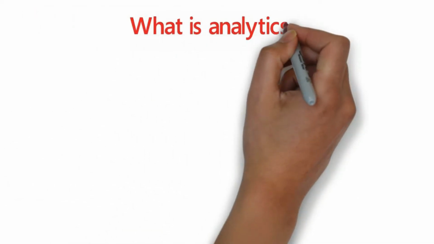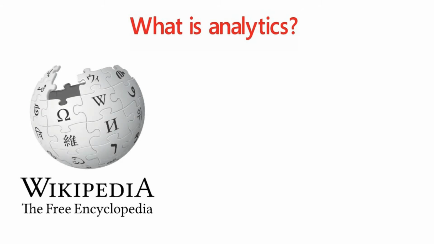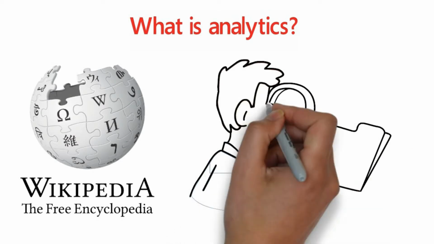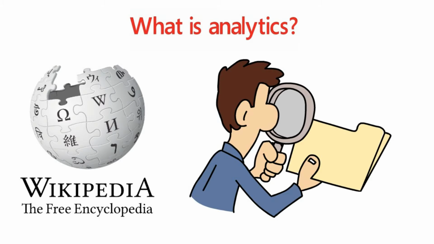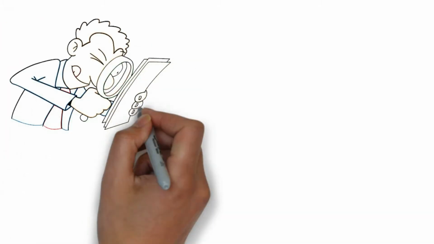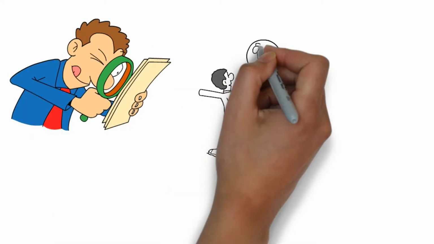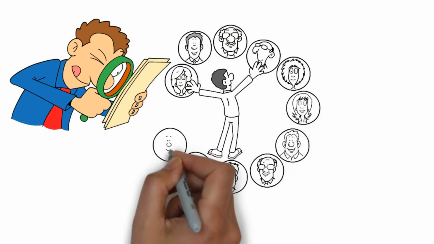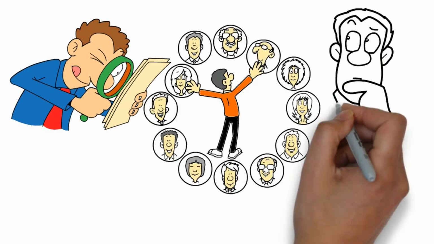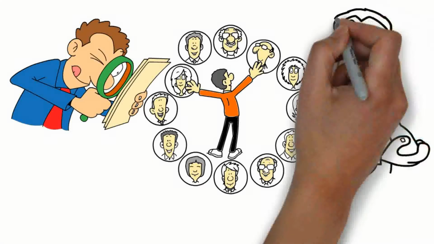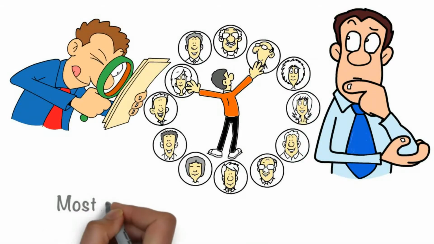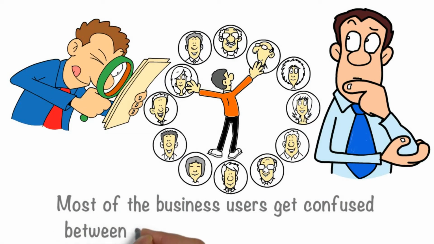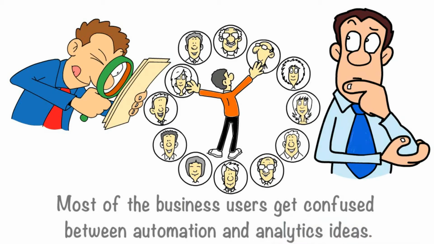What is analytics? As per Wikipedia, analytics is the systematic computational analysis of data or statistics. It is used for the discovery, interpretation, and communication of meaningful patterns in data. It also entails applying data patterns towards effective decision-making. Most of the business users get confused between automation and analytics ideas.